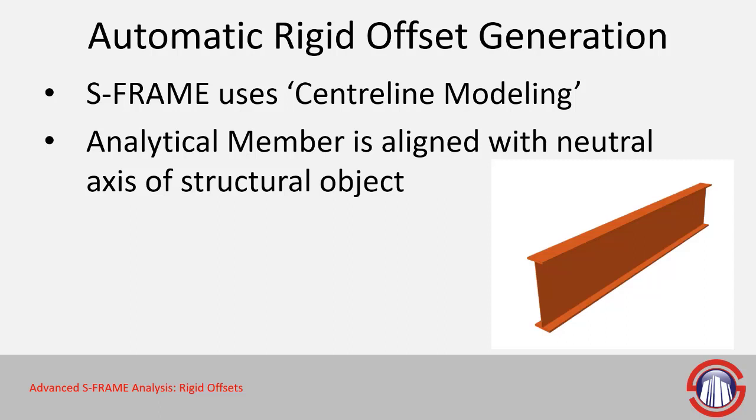So there's our beam, and then the actual member would be going along the neutral axis, just like we see here. And we assign a section property to that member that represents the section size and properties and so on. But we don't actually model that section with members, although there are ways of doing that within SRAM.